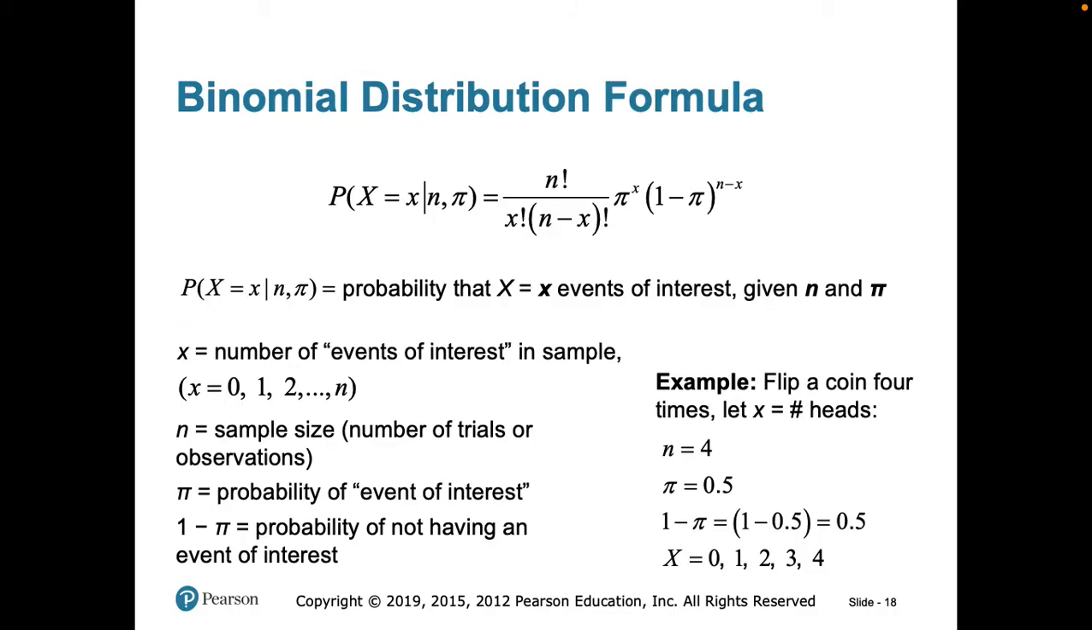Okay, here is the formula for binomial distribution. In this case, we have the probability that X equals x, the event of interest, given n and p. That's what that means, right? P(X = x given n and p). Again, n is the number of observations, and p is the probability of the event of interest.